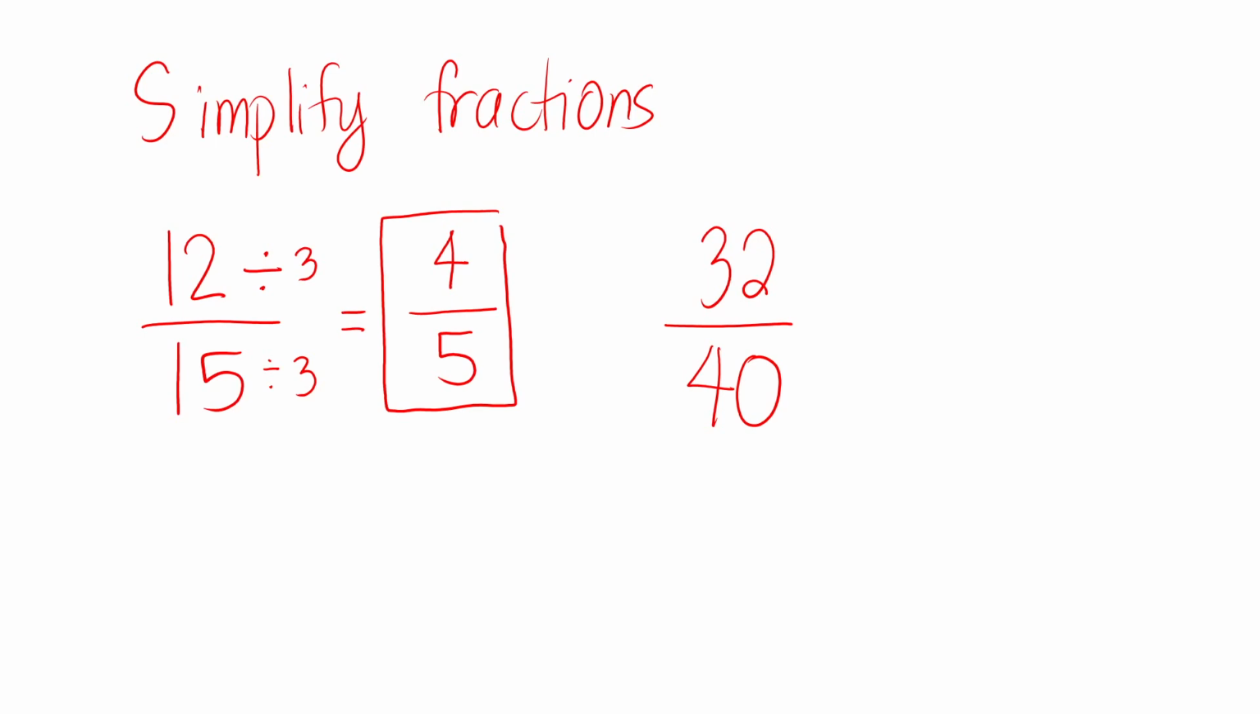Okay, no problem. I heard someone say divided by 2. Sige, divide by 2, no problem with that. So, 32 divided by 2 is 16. 40 divided by 2 is 20. Now, the 16 and 20 still have a common factor. Yes, divided by 4.